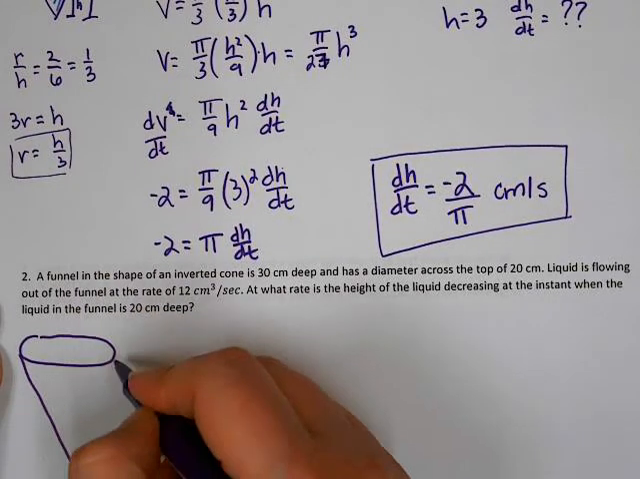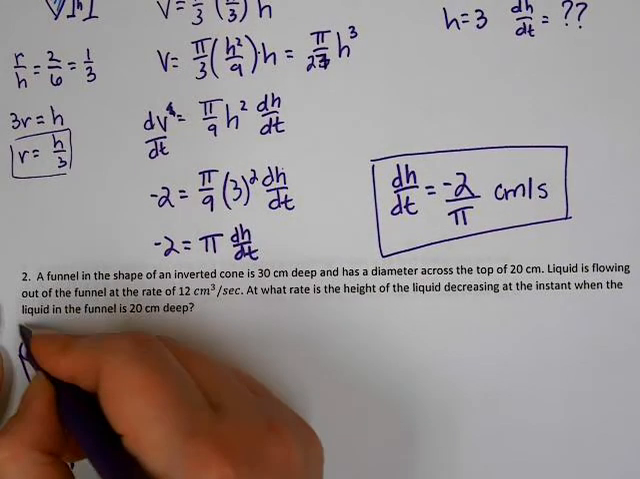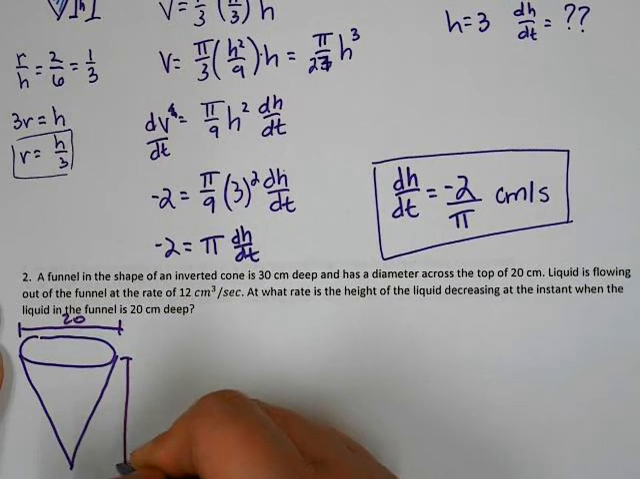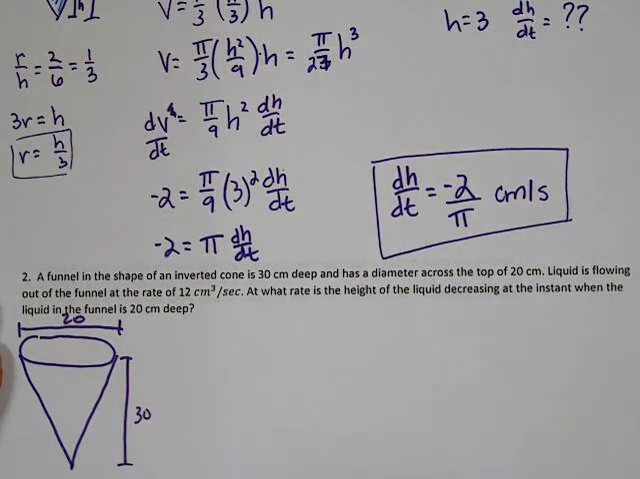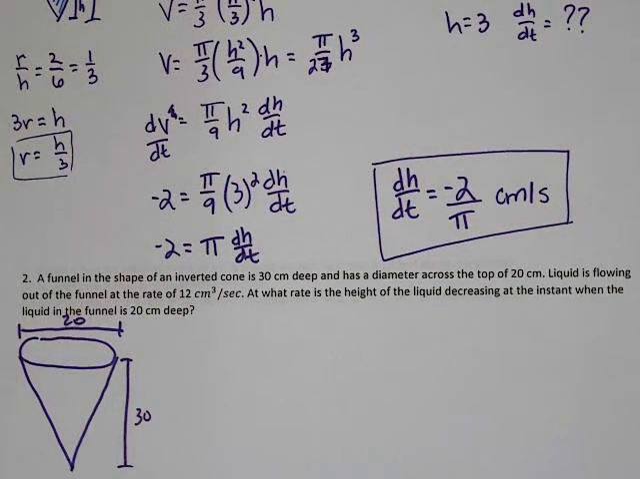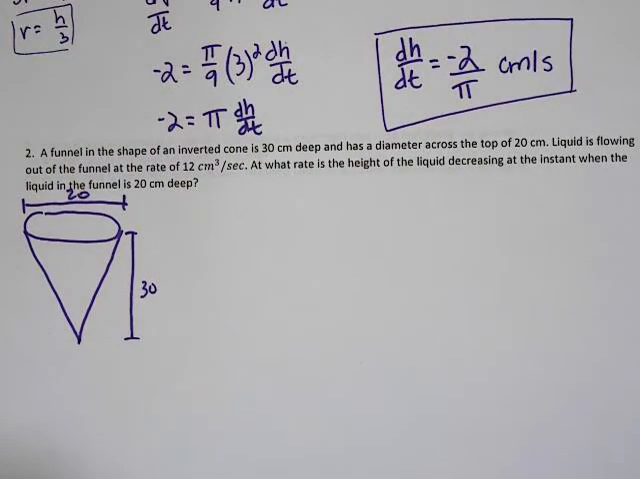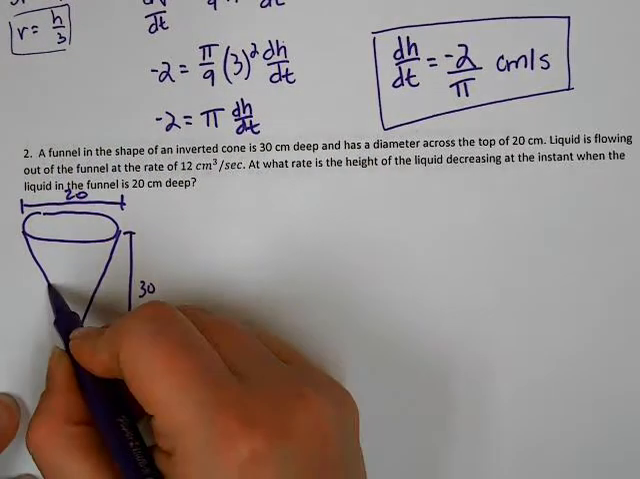So let's go ahead and draw our picture. We know that the diameter is 20 and that the height here is 30. Liquid is flowing out of the funnel at a rate of 12 cubic centimeters per second. At what rate is the height of the liquid decreasing at the instant when the liquid in the funnel is 20 centimeters deep? So again, we need to look at what's happening here.